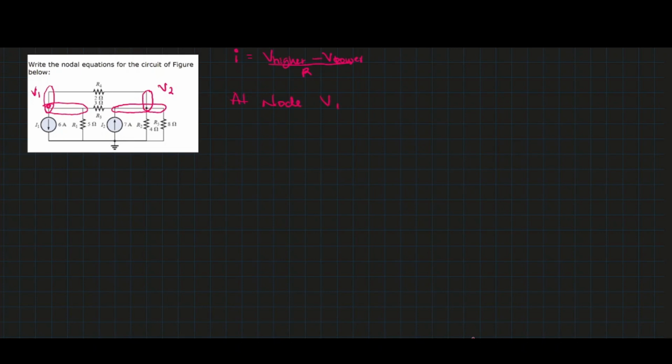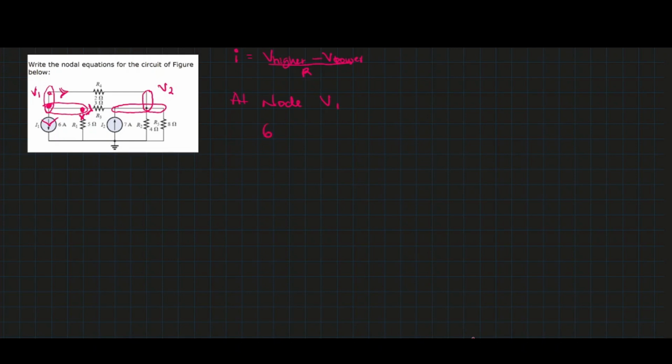At node V1, the currents are all exiting. You can see these 6 amps is clearly going downwards, clearly leaving that node. At this point as well, current will also leave this node. It will also leave at this point, and lastly, it will also leave at this point. So at this point, it exits here and here. Then at this point, it exits here. So there's no current entering this particular node.